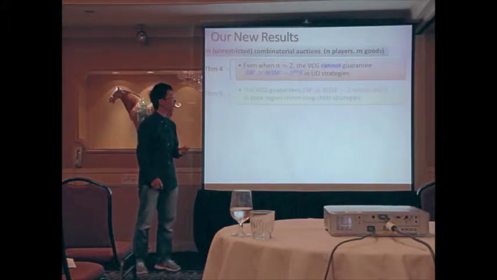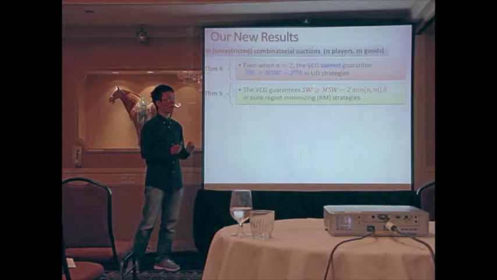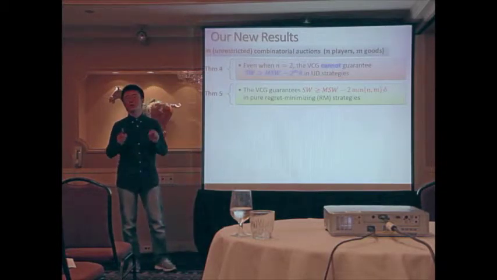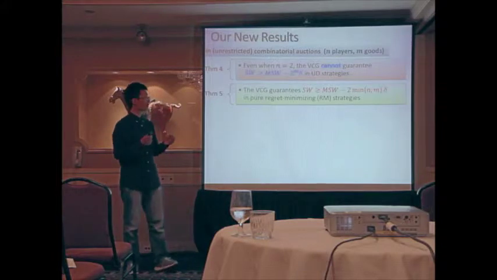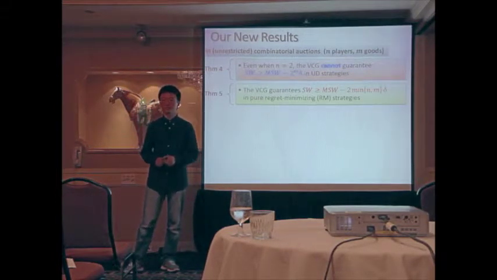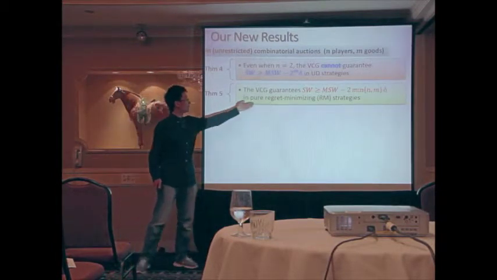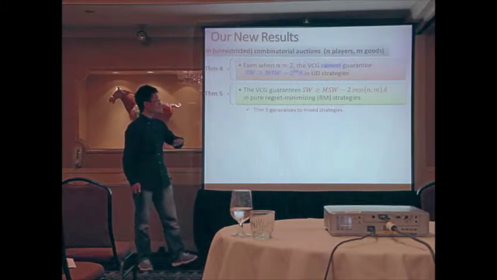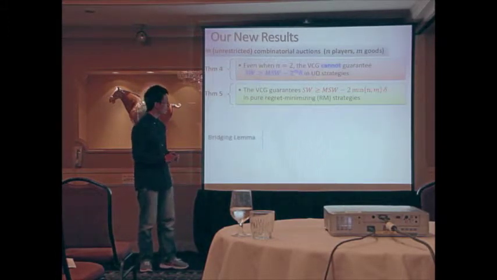But on the positive side, we show that if one is willing to replace undominated strategies by regret minimizing strategies, the social welfare guarantee becomes good, which is only linear in terms of n and m. I'm stating on the slides in terms of pure strategies, but in fact things also work for mixed strategies. They're much harder to state, so I'll skip it.